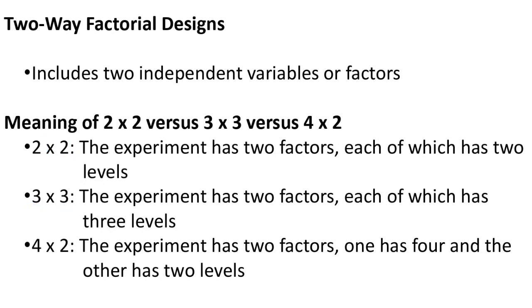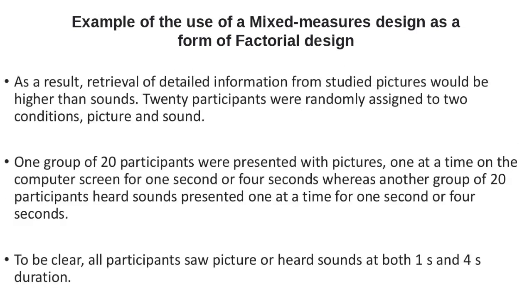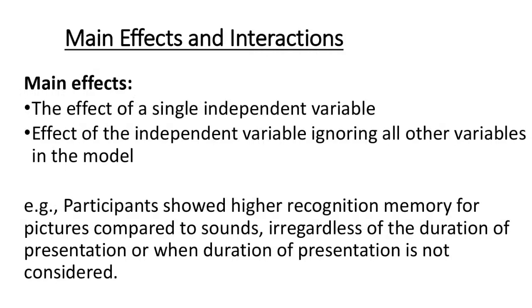But all of these designs, 2 times 2, 3 times 3, 4 times 2, have 2 factors. The difference is in the levels. So with 2 times 2, you have 2 levels. With 3 times 3, you have 3 levels in each factor. With 4 times 2, you have 4 levels in one factor and 2 levels in the other factor. So I thought I'd make it easier with the factorial design, main effects, and interaction.